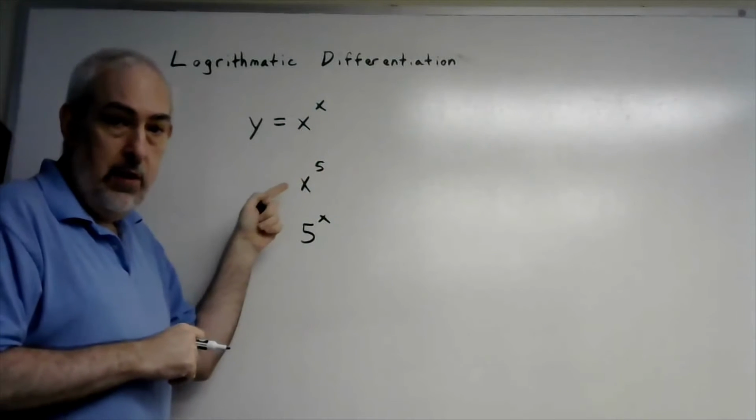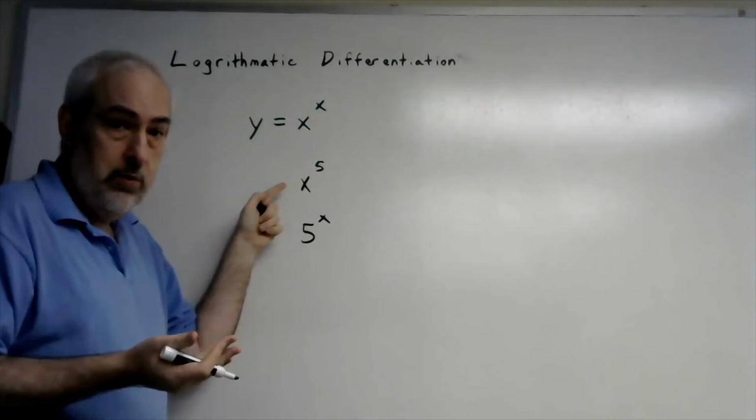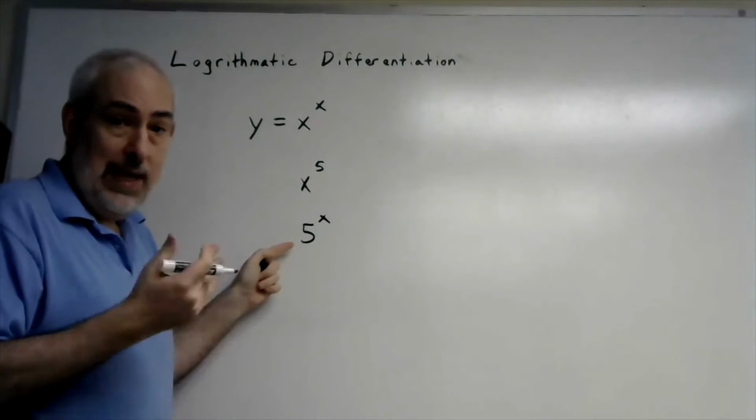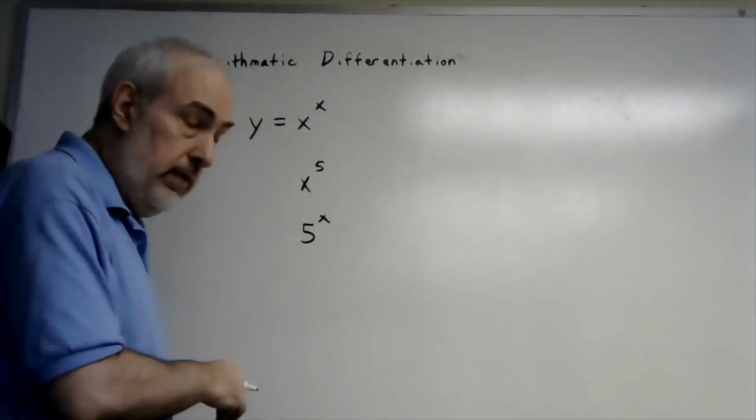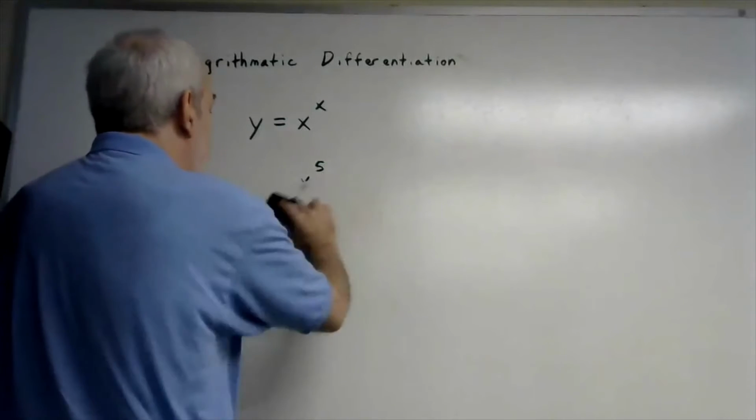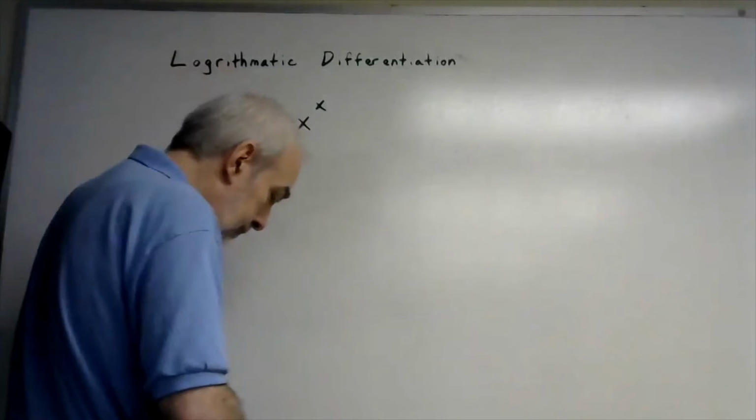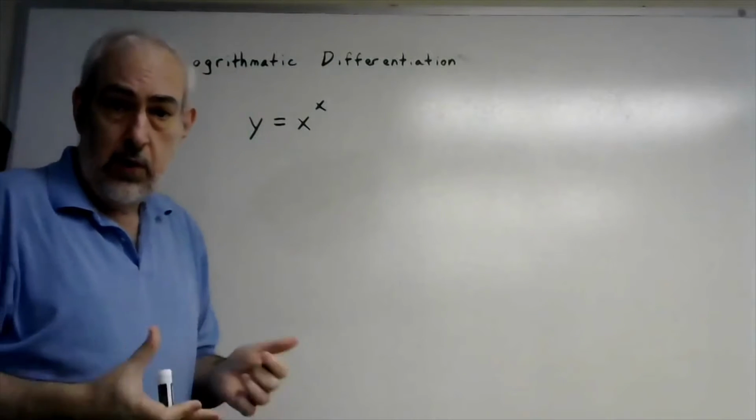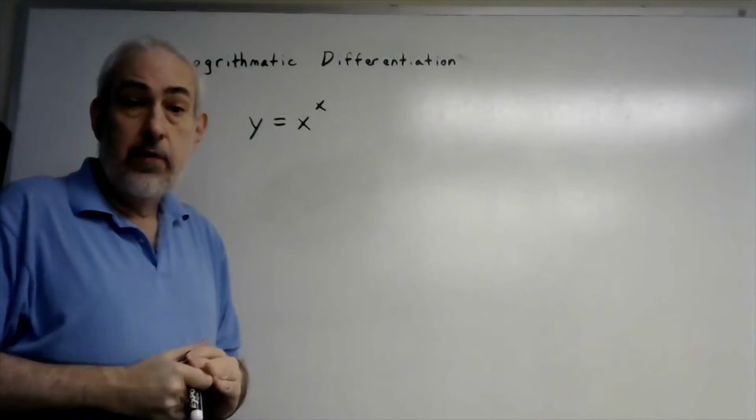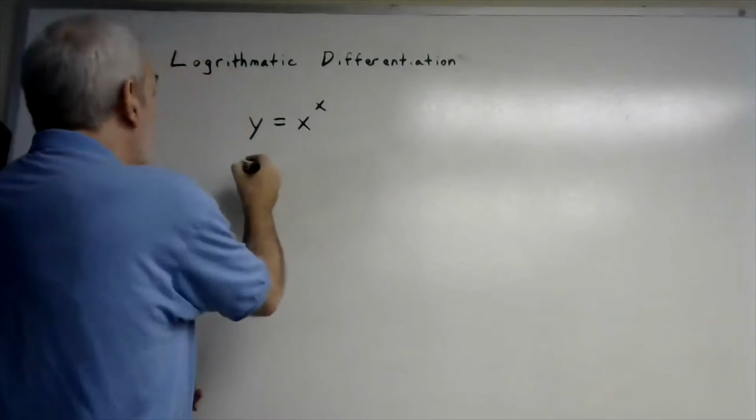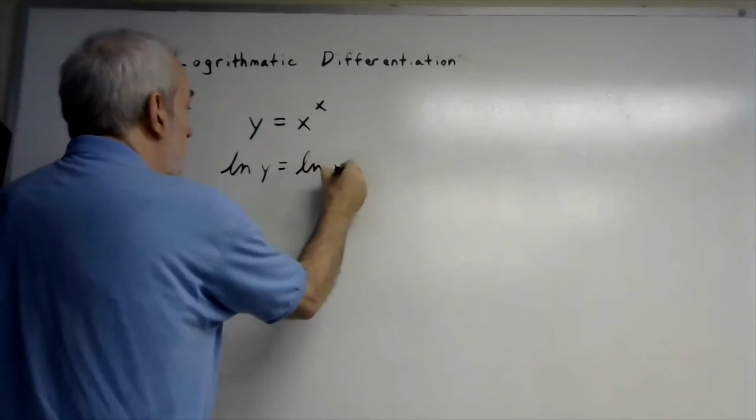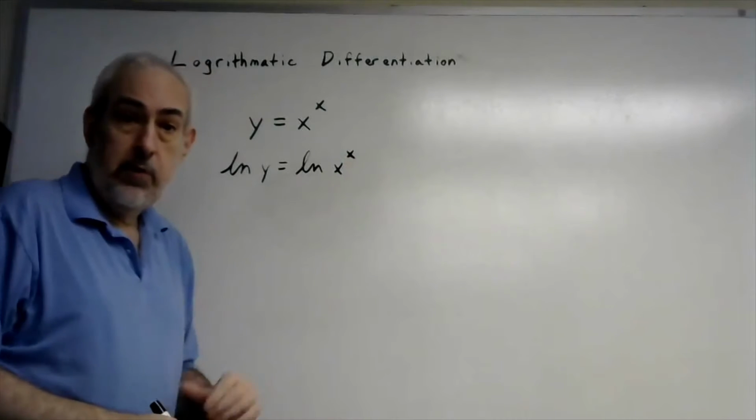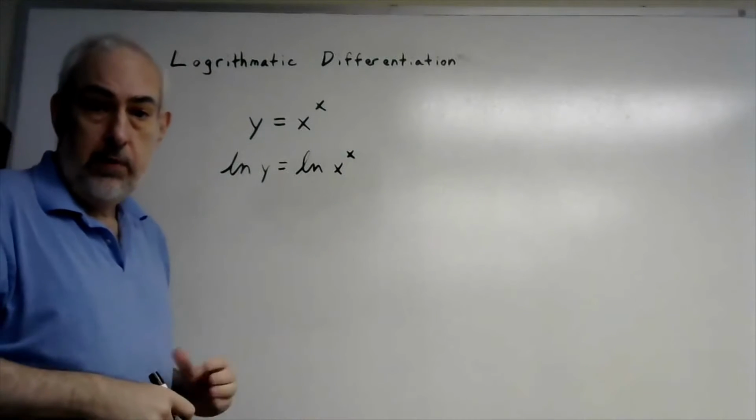So it's not a polynomial, so we can't use our polynomial rule. And it's not an exponential, so we can't use our rule for exponentials. So how do we take the derivative of x to the x? Well, what I'm about to do is called logarithmic differentiation. The first step is to take the logarithm of both sides of this equation. Okay, so we just took a natural log of both sides.